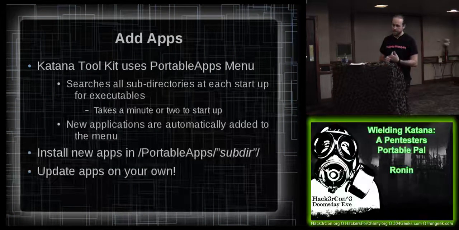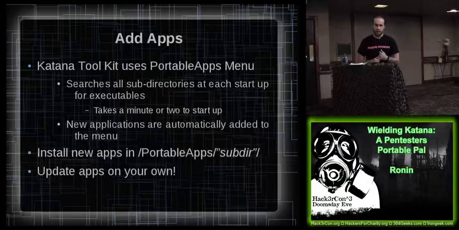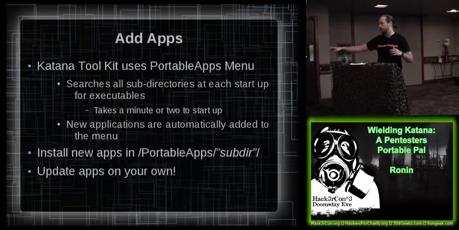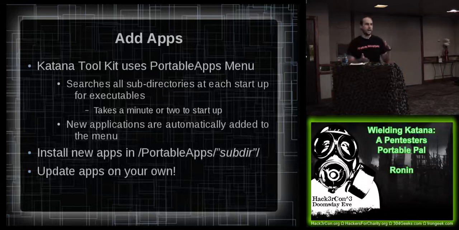Applications, it's also very easy. I mentioned before that the portable apps menu is dynamically updatable. So all you really have to do is install an application into the portable apps directory. When I say the root here, I mean the root of the flash drive. Portable apps directory, then the root, then some subdirectory, and then your binary files are going to be in there.